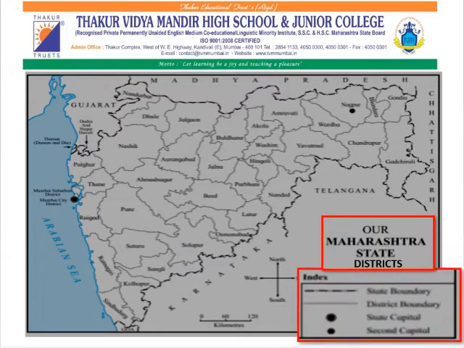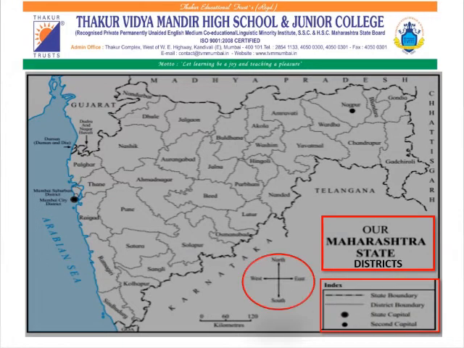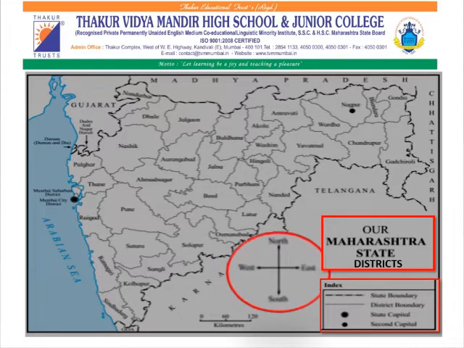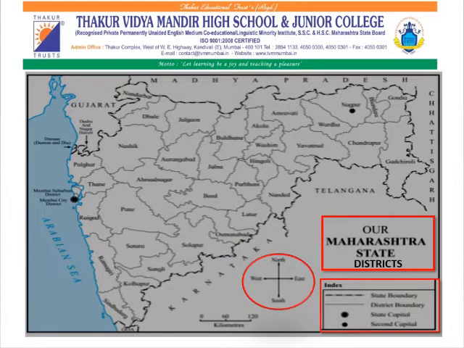The next is the arrow indicating the north. Students, in every map you will find this arrow indicating towards the north. With the help of this, we are able to find out which place lies in which directions or sub-directions. The last is the scale. Scale is given to measure the distance between two places.